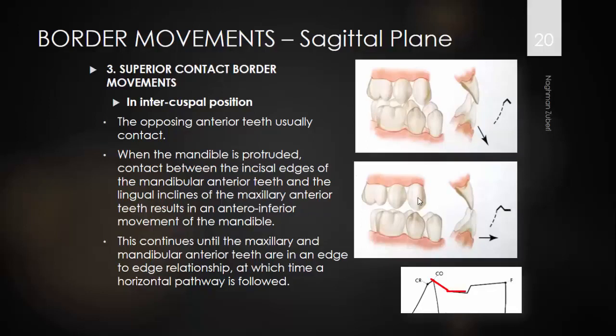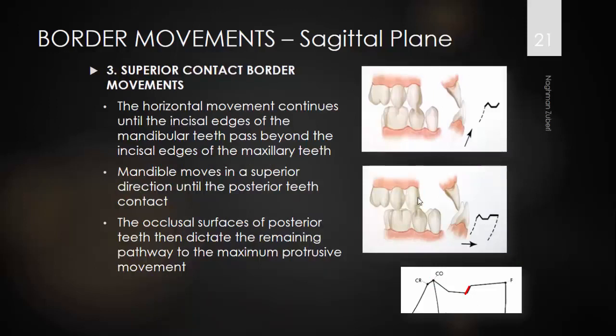Superior contact border movements. The horizontal movement continues until the incisal edges of the mandibular teeth pass beyond the incisal edges of the maxillary teeth. Mandible moves in a superior direction until the posterior teeth contact. The occlusal surfaces of posterior teeth then dictate the remaining pathway to the maximum protrusive movement, like this. Maximum protrusive movement.